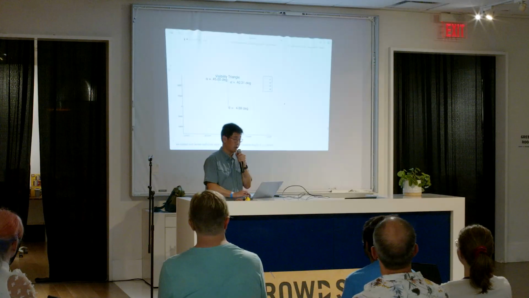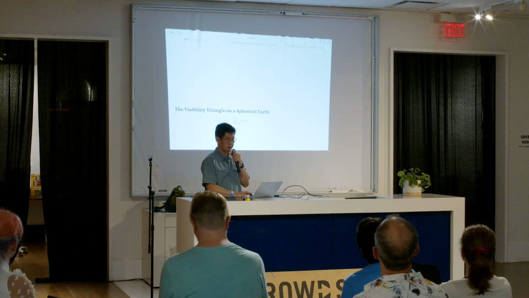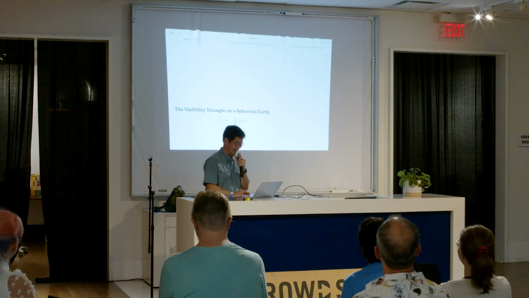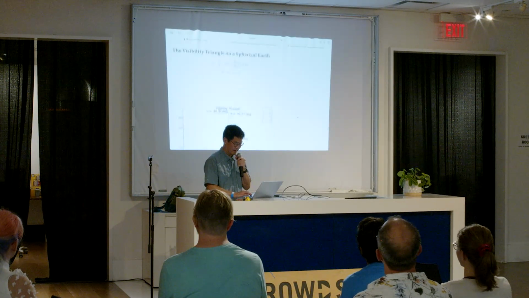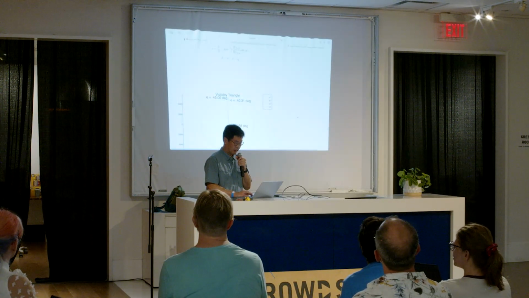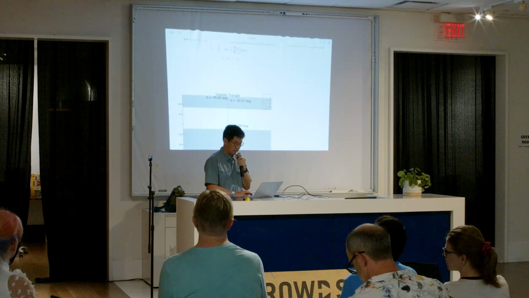This is the visibility triangle. Did anybody succeed in deriving this equation? No, okay. You need to use the law of sines. I'll give you that hint. So I'm going to try to zoom in on here.